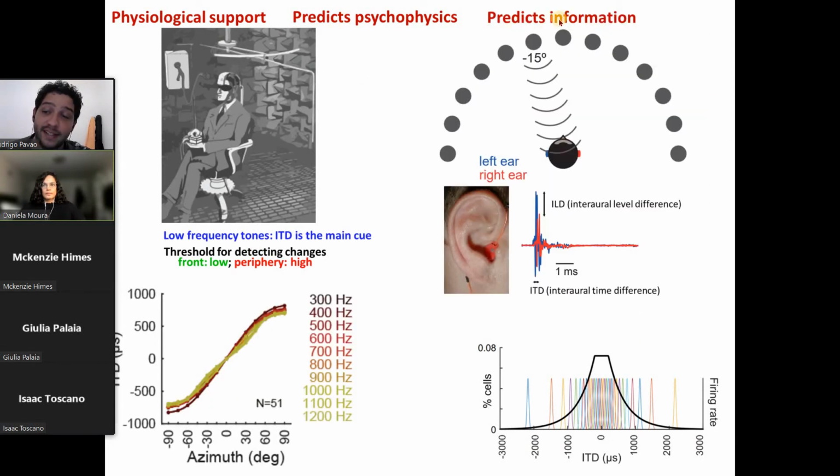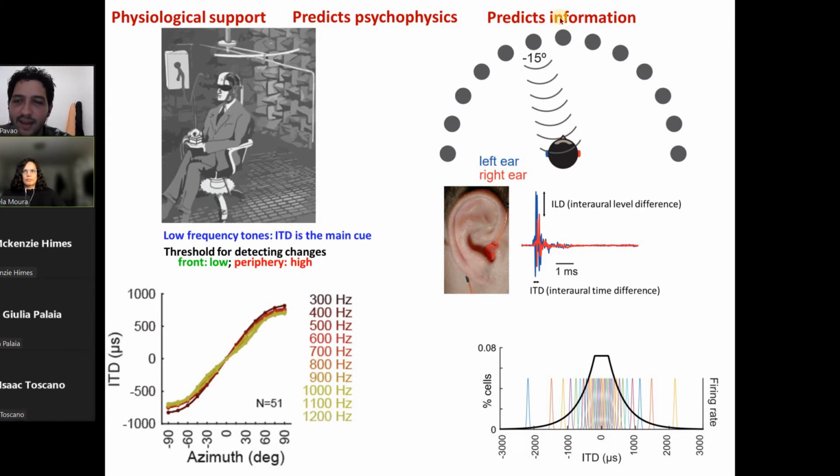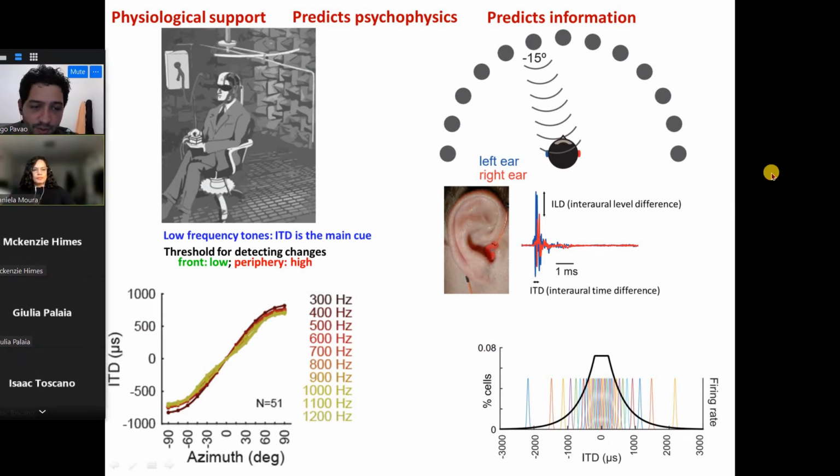And also you have the statistics. If you compute the amount of information that ITD carries about the azimuth, you also find that there is more information in the front, right? You have large changes of the cue, large changes in the difference in time of the ITD, with small changes in azimuth. But when you go to the periphery, the changes in ITD are not so big. So there is more information in the front compared to the periphery, right? You have everything connected together beautifully, and that's how the whole system seems to work, right?